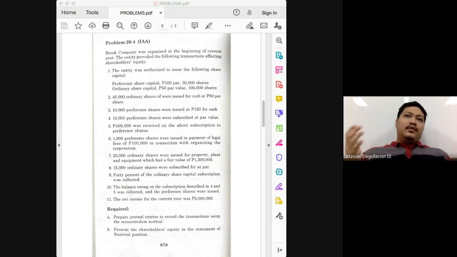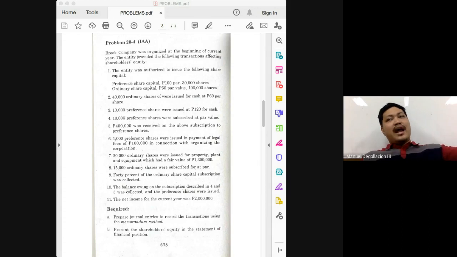What do students normally do? What mistake do they normally commit? They will just lump everything to your share capital. While that may lead to the same total shareholders' equity, class, if you are asked for individual account balances, if you are asked how much is your ordinary or preference share capital, then definitely your answer would be wrong. If you'll be asked how much is your share premium, then definitely your answer would also be wrong.